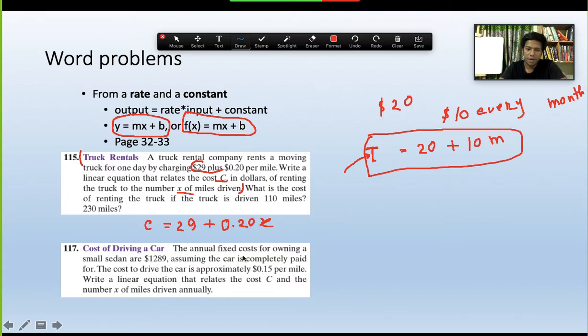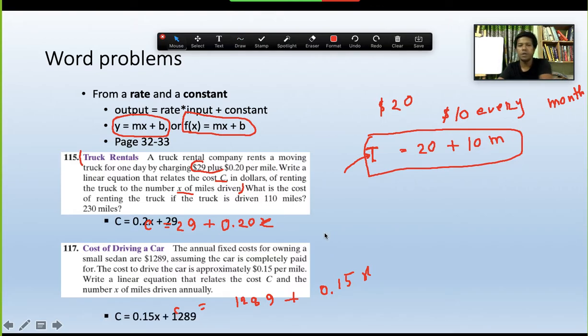Cost of driving a car. The annual fixed cost of owning a small sedan is this, assuming that the car is completely paid for. The cost for driving the car is approximately this dollar per mile. Cost C, x number of miles. Exactly a similar kind of question. So how can you develop this equation? C equals 1289 plus 0.15 of x. Okay, so this is the model, and the answer is also written here, you can see.